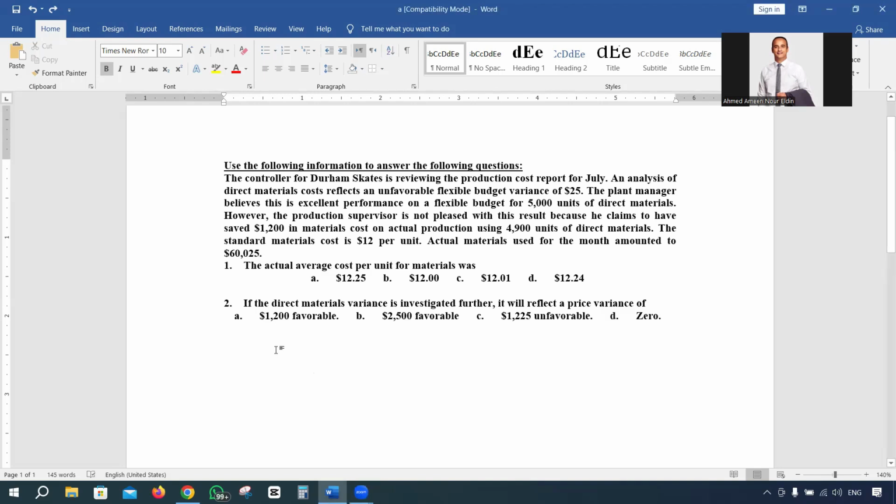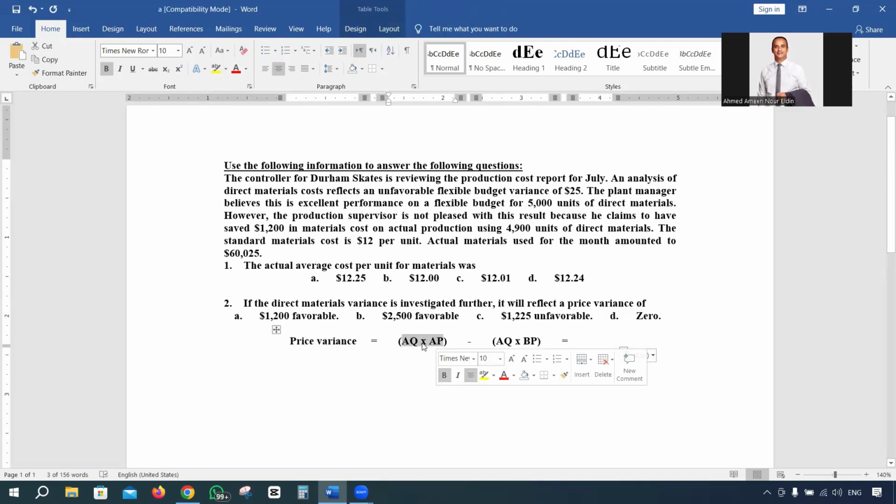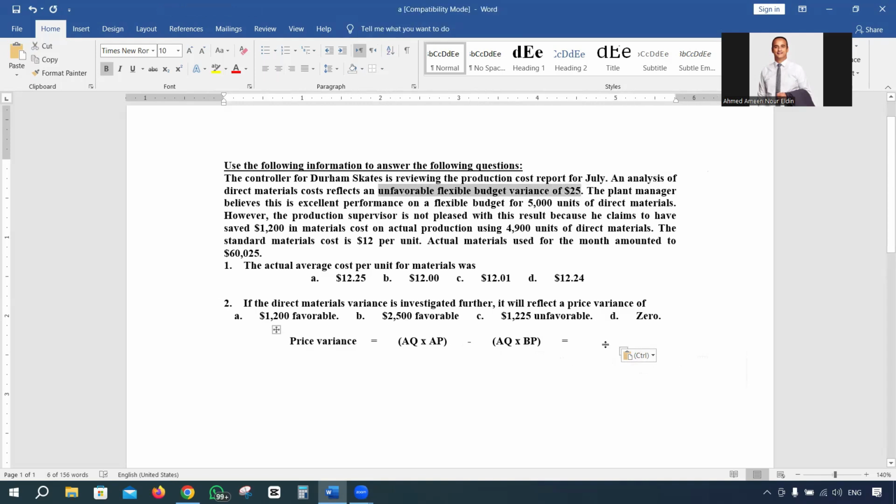Let's review the equation of the price variance. The price variance is equal to actual quantity multiplied by actual price, then subtract from it actual quantity multiplied by budgeted price. He is now telling us that there is an unfavorable flexible budget variance of $25. So the result here is 25.